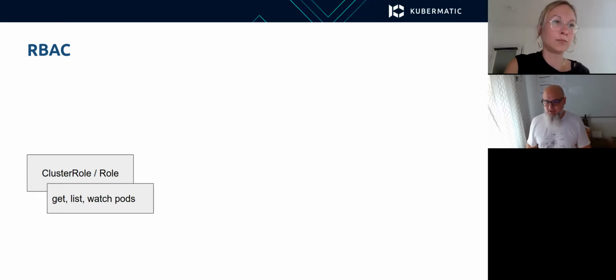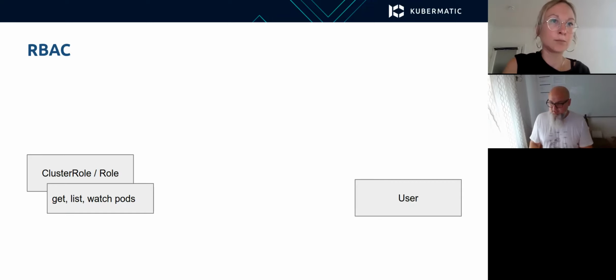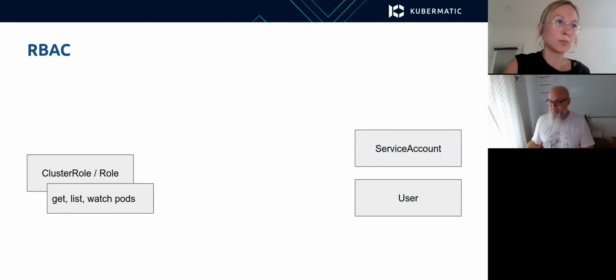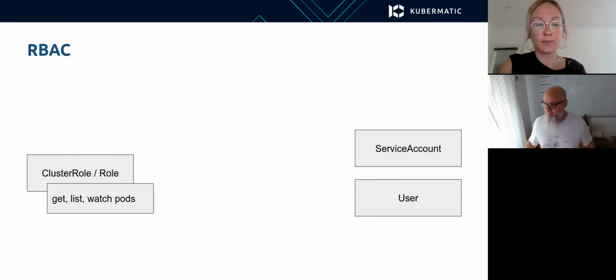So how to give this role to a user or an application? That's the next question. If we're talking about applications, we're talking about service accounts. So the service account gets added to the pod manifest or deployment manifest, and then the application running in the pod has the depending roles. But something is missing here.